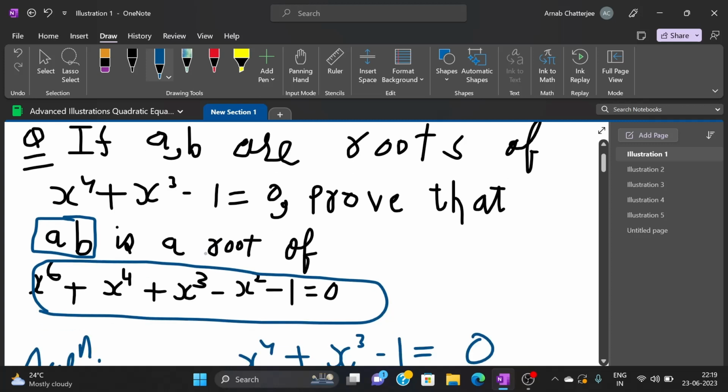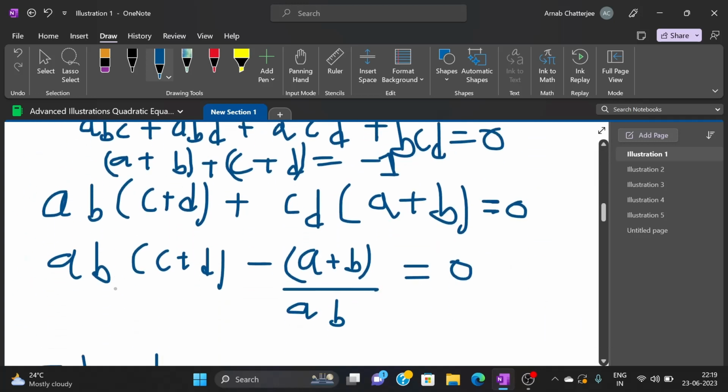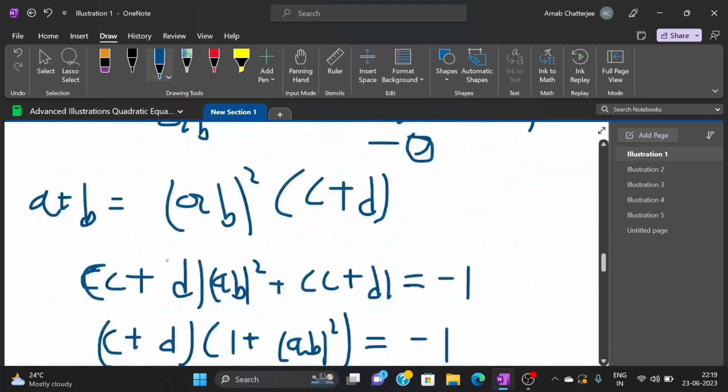And while solving, I realized a variation. We were actually having a step, if you remember, that... let me come to that step.